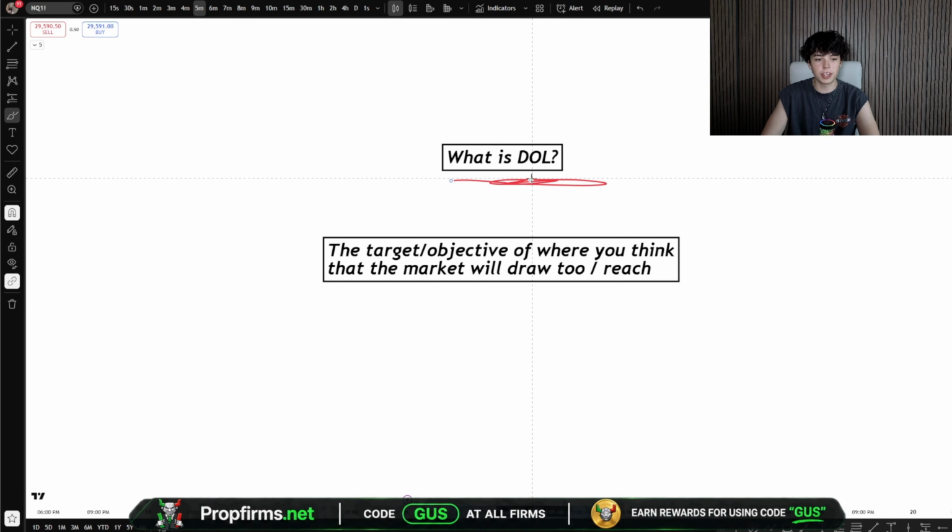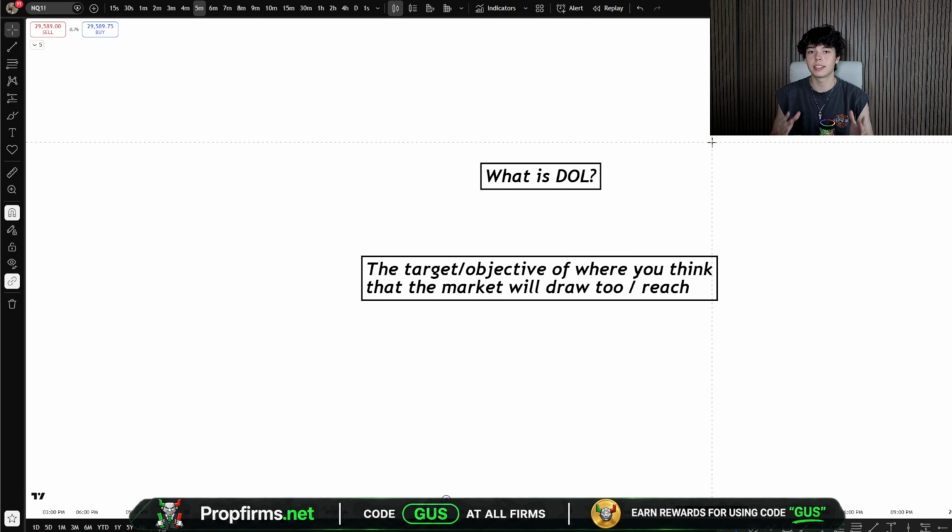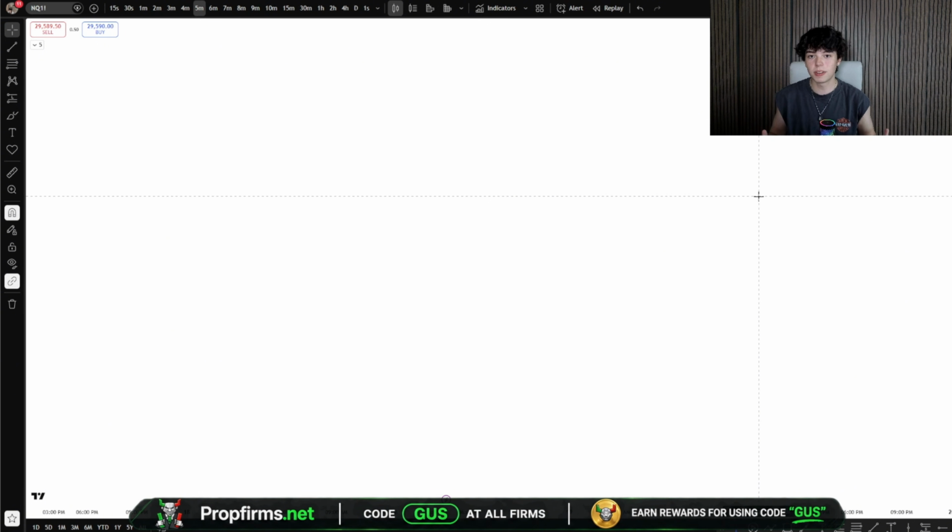All right, so the first thing you have to understand is, what is draw on liquidity? Simply, it's the target or objective of where you think the market will end up reaching or drawing to by a certain given time, which is going to be, in our case, the day or within the hour, okay? So draw on liquidity is simply an area on the chart you think the market will draw to. It sounds pretty simple because it is.